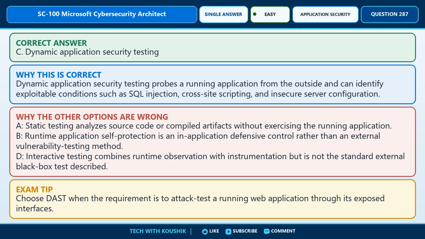Why are the other options not correct? A. Static testing analyzes source code or compiled artifacts without exercising the running application. B. Runtime application self-protection is an in-application defensive control rather than an external vulnerability testing method. D. Interactive testing combines runtime observation with instrumentation, but is not the standard external black box test described. Exam tip. Choose DAST when the requirement is to attack test a running web application through its exposed interfaces.